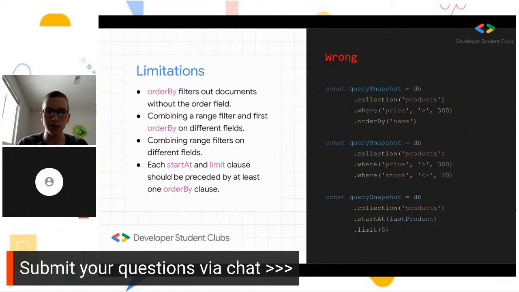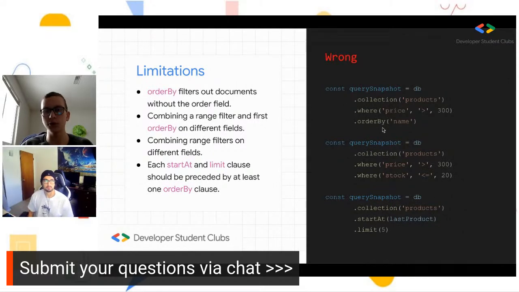The second limitation is that when you combine the range filter and the order by filter, you cannot do that on different fields. So that's the first example that we show here. Unfortunately, you cannot order by name, but then also filter by price. If you're combining a where and an order by query, they should be on the same field. This could sound like a kind of weird limitation. Why would Firestore limit you on this?